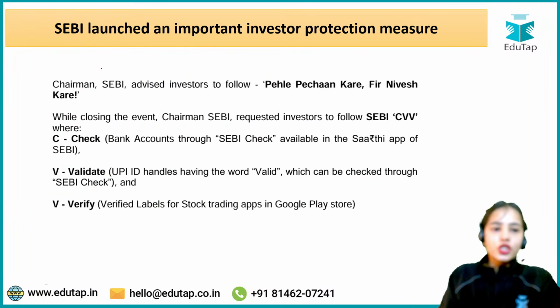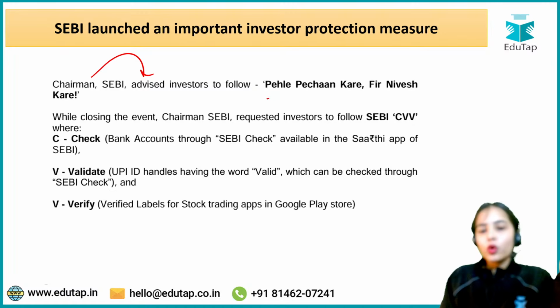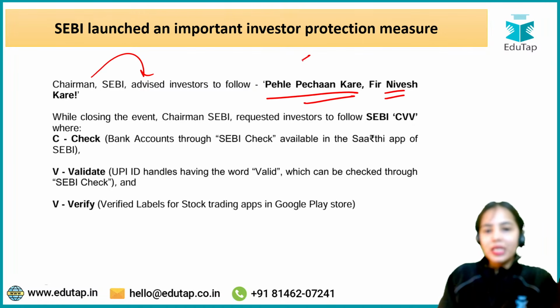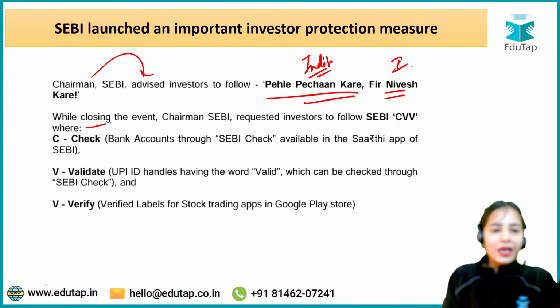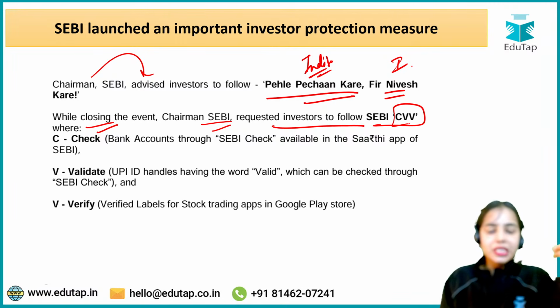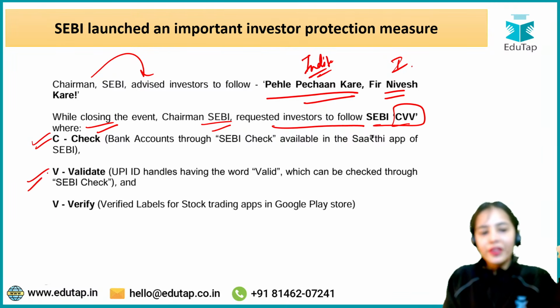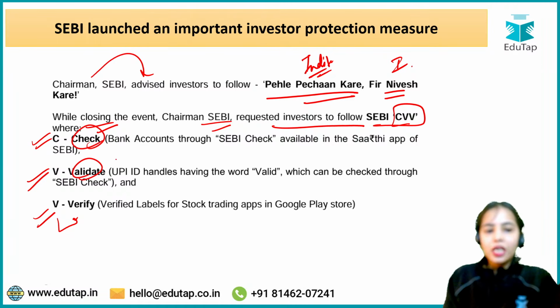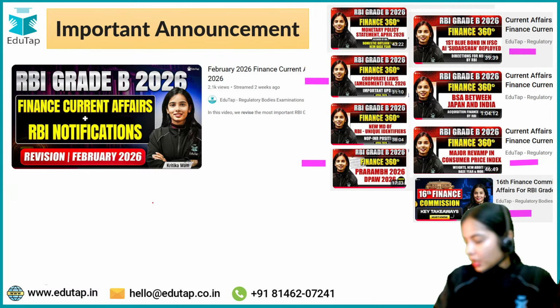This is the idea. So the chairman of SEBI advises investors to follow: पहले पहचान करे, फिर निवेश करे, first identify, then invest. While closing the event, the chairman of SEBI requested investors to follow SEBI CVV. C is for check, V is for validate, and the other V is for verify. So check with SEBI Check, validate @valid handles, and verify verified labels. Okay. So this is it.